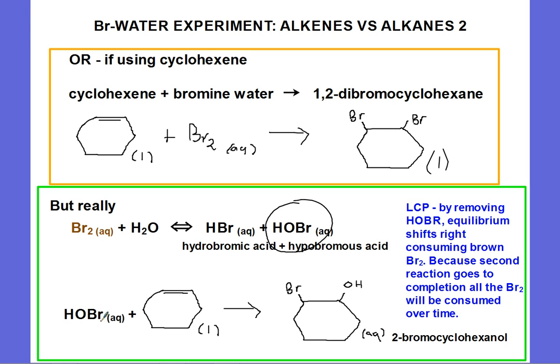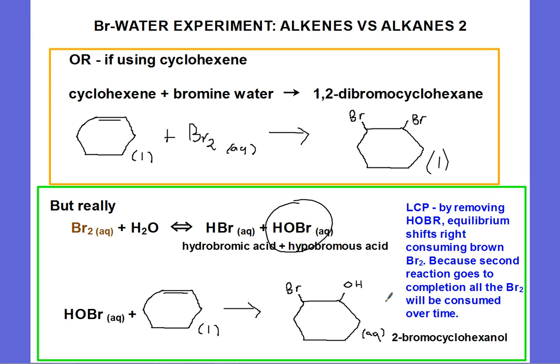And HOBr reacting with our alkene, undergoing an addition reaction, adds 1 bromine to one of these carbons and a hydroxyl group to the other. What we get is 2-bromocyclohexanol actually. So we're actually not reacting bromine directly with the alkane or the alkene at all.